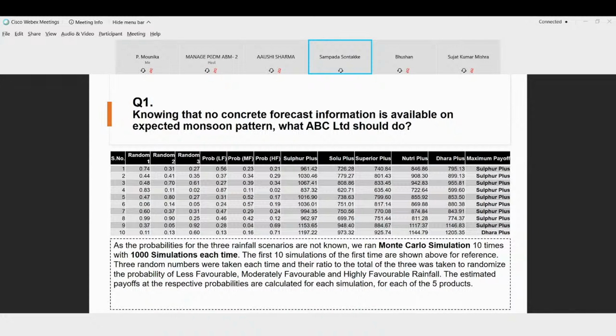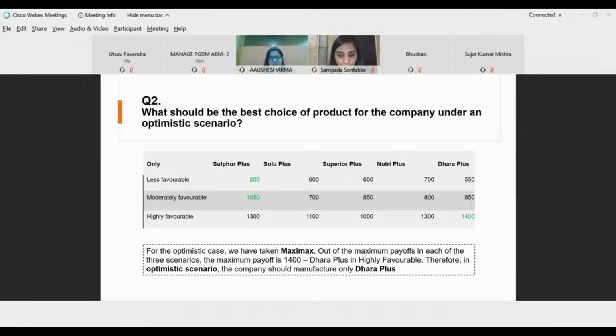Right. For the second question, it was what should be the best choice of our product for the company under an optimistic scenario. So as we can see for all the 5 products under 3 cases, less favorable, moderately favorable, and highly favorable, we can see the maximum payoffs in less favorable was for sulfur plus, moderately favorable was also for sulfur plus, and for highly favorable it was for Dhara plus.